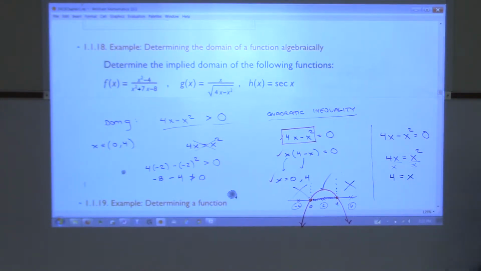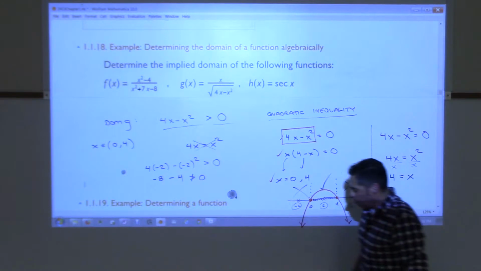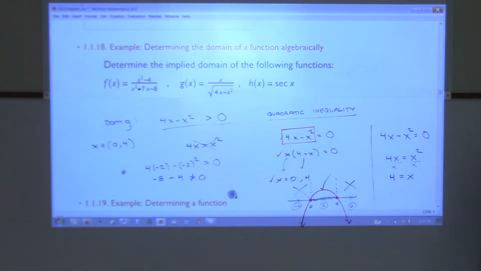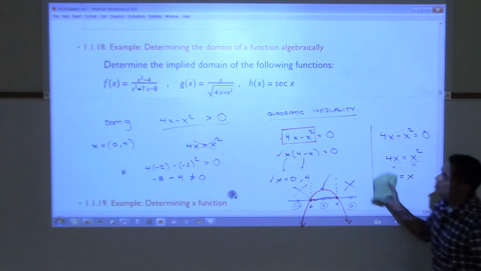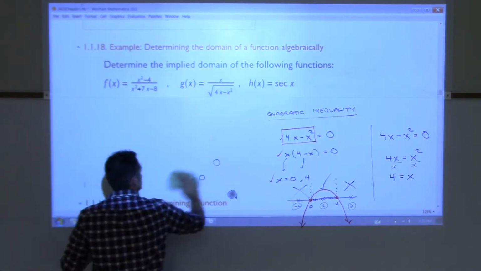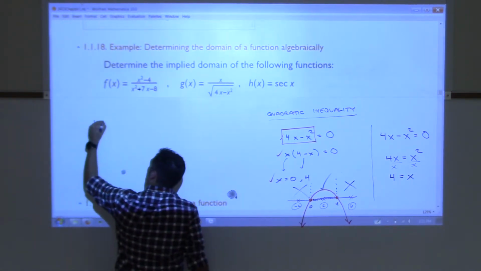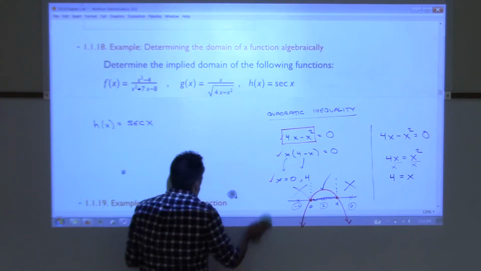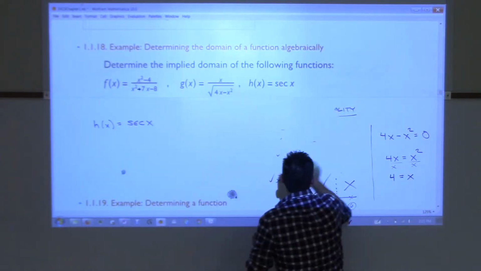All right, last one, h of x. What's the domain of that?